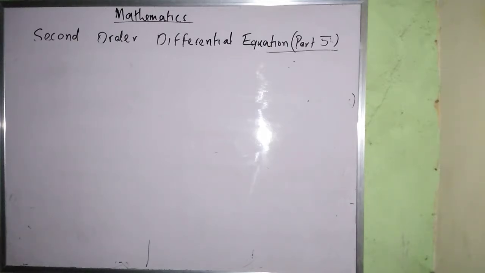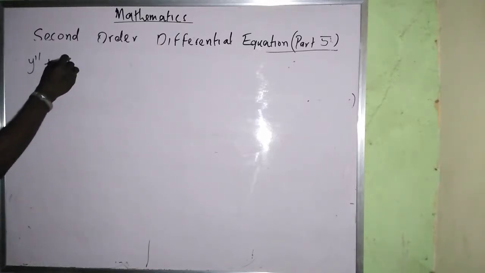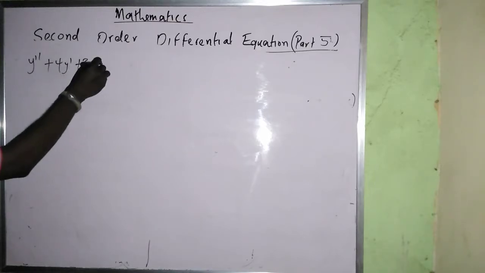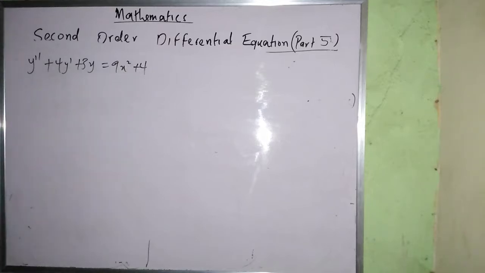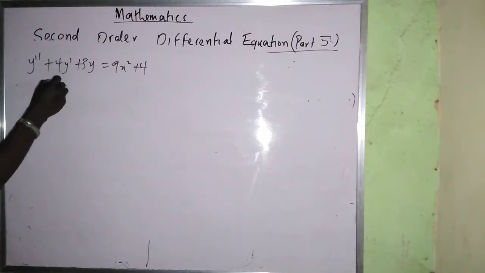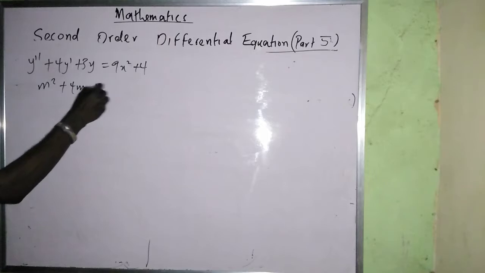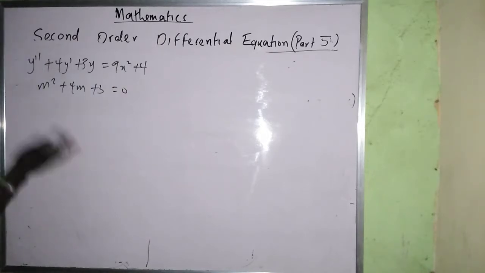Now, if I have, for instance, y double prime plus 4y prime plus 3y equals 9x squared plus 4. Now, look at this case. This one is a bit critical. Now, how do I do it? My y complement: what is the root of this? m squared plus 4m plus 3 equals 0.